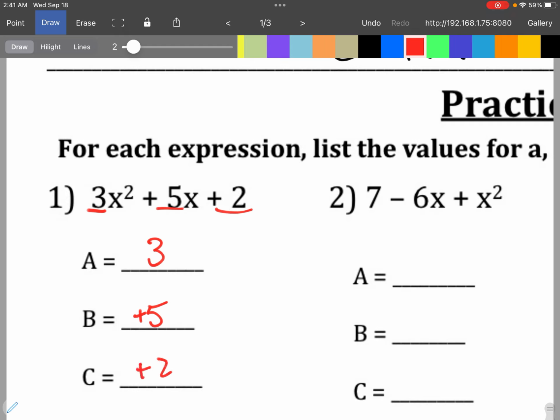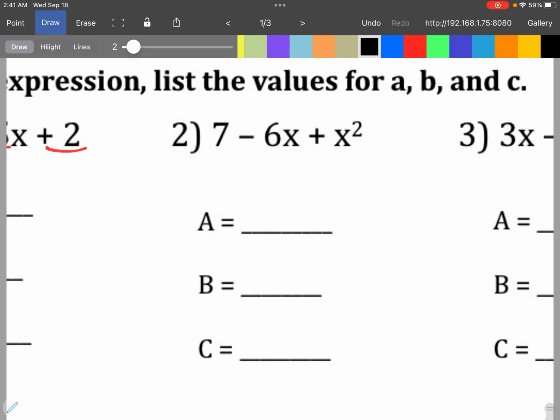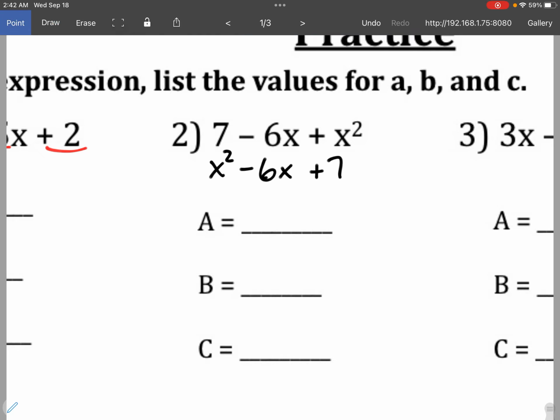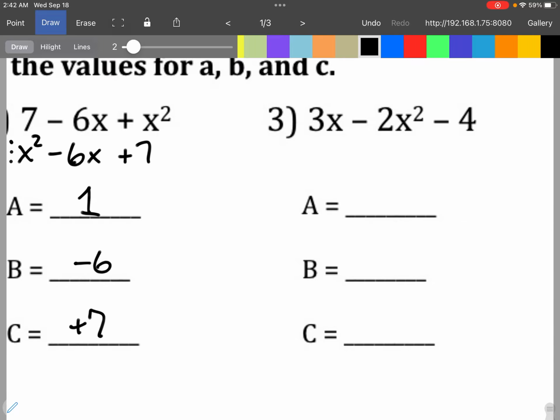Easy money. Now, number 2, as you can see, is not in standard form. We will have to rewrite it from highest to lowest. This is how it should look. That 7 is definitely positive, so make sure you got a plus 7. Your A value is a 1. Yes, it's there, I promise you. Your B value is negative 6, and your C value is positive 7. Gotta identify A, B, and C before we start factoring.